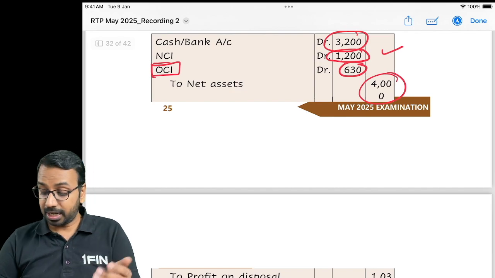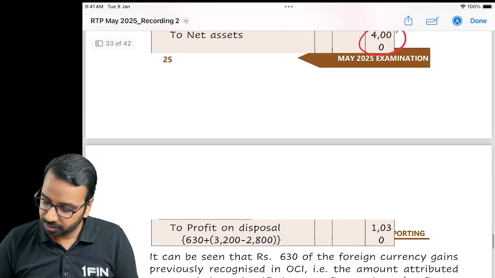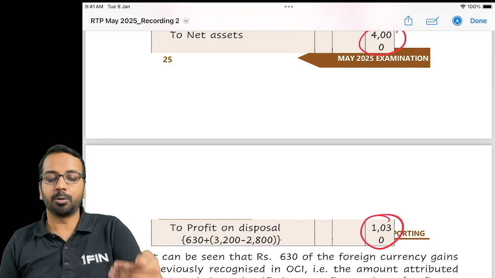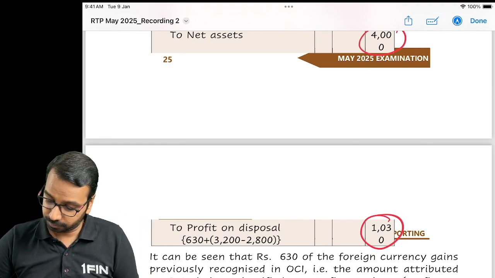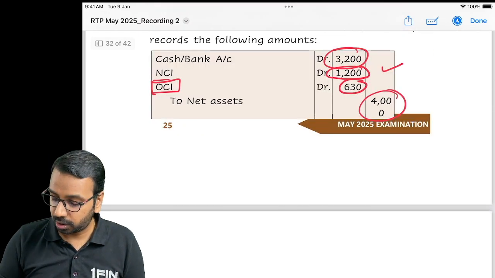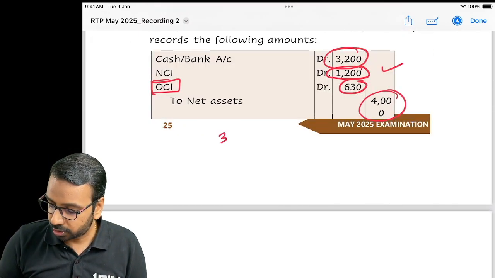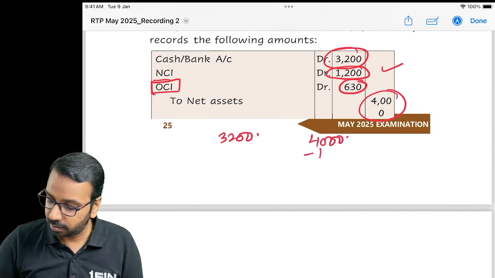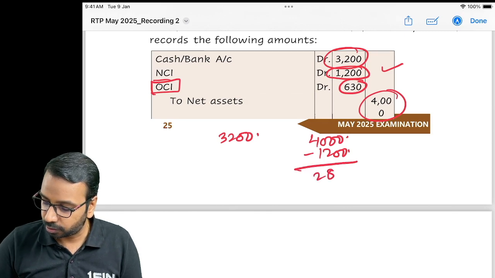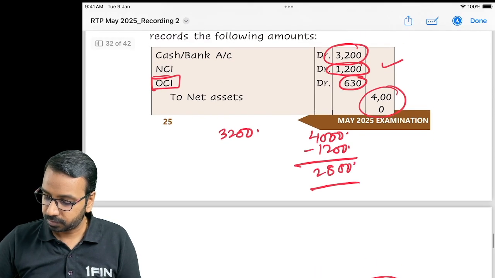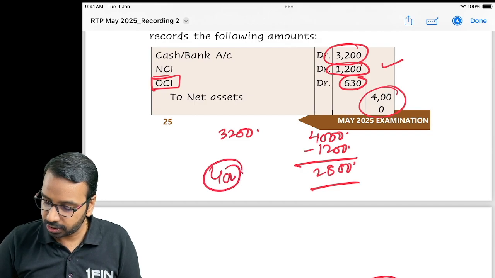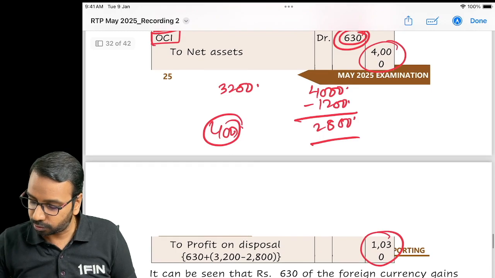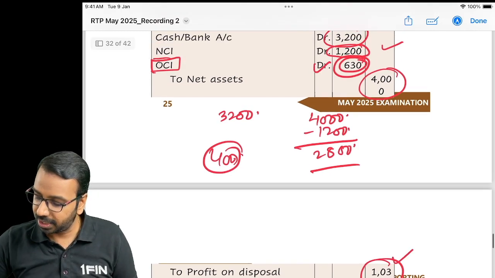Net assets will be recognized at 4,000, the entire net assets, and we will calculate the profit on disposal. Again, you can have a look at it and do it on your own as practice. So if you see the profit on disposal, we have 3,200 of cash, we have net assets of 4,000 minus 1,200 of NCI, so we have 2,800. So the gain is 400 on this, and this OCI, whatever we would have recognized earlier in OCI, we will transfer to P&L. So OCI debit and P&L credit in our books.